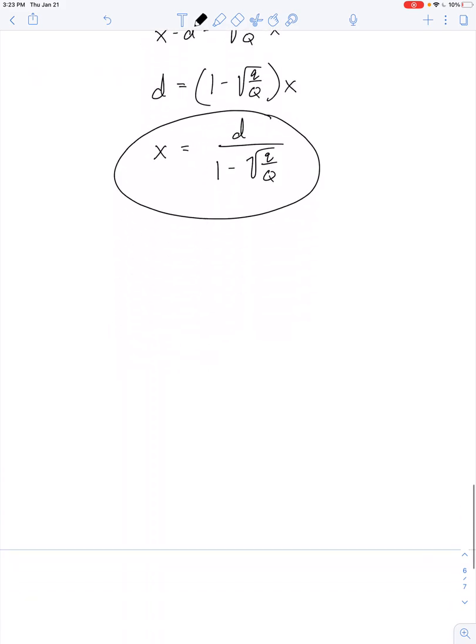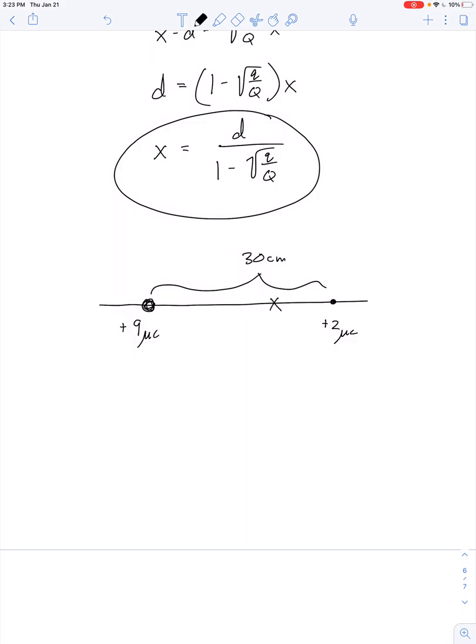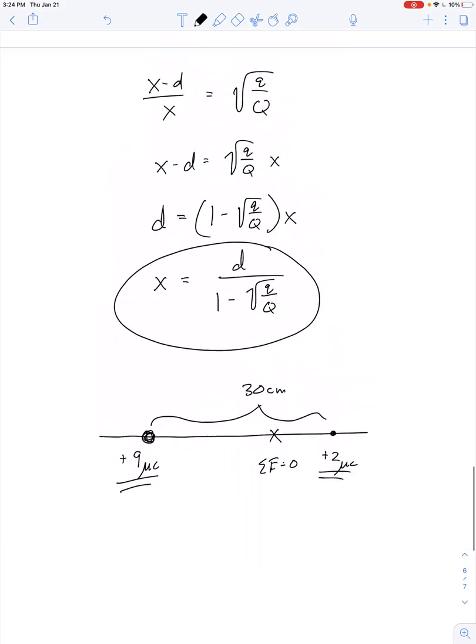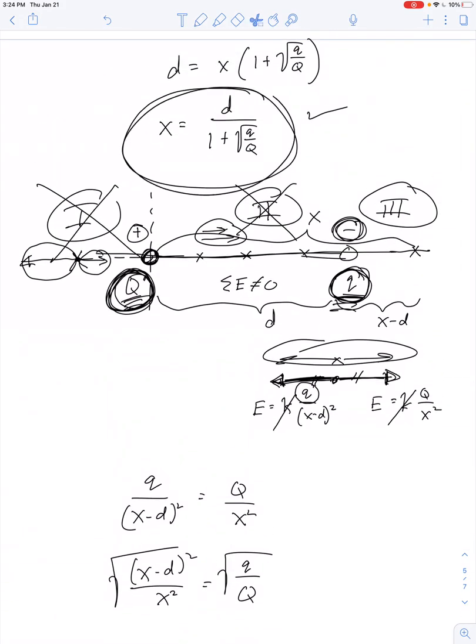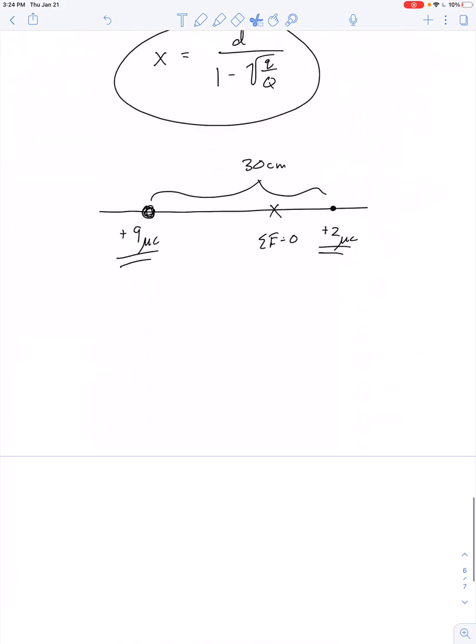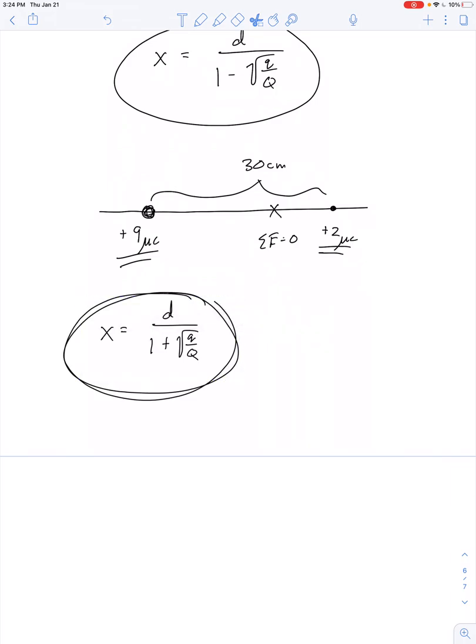Now perhaps you'd like some numbers on this one, so let's try again. This is a 9 microcoulomb charge. This is a positive 2 microcoulomb charge, and they're separated by a distance of 30 centimeters. How far away from the 9 microcoulomb charge is the location where the net electric field is equal to 0? So because in this case I said they're both the same sign, we're going to use this equation right here. Let's copy that. So we get our answer by taking 30 centimeters divided by 1 plus the square root of 2 over 9.